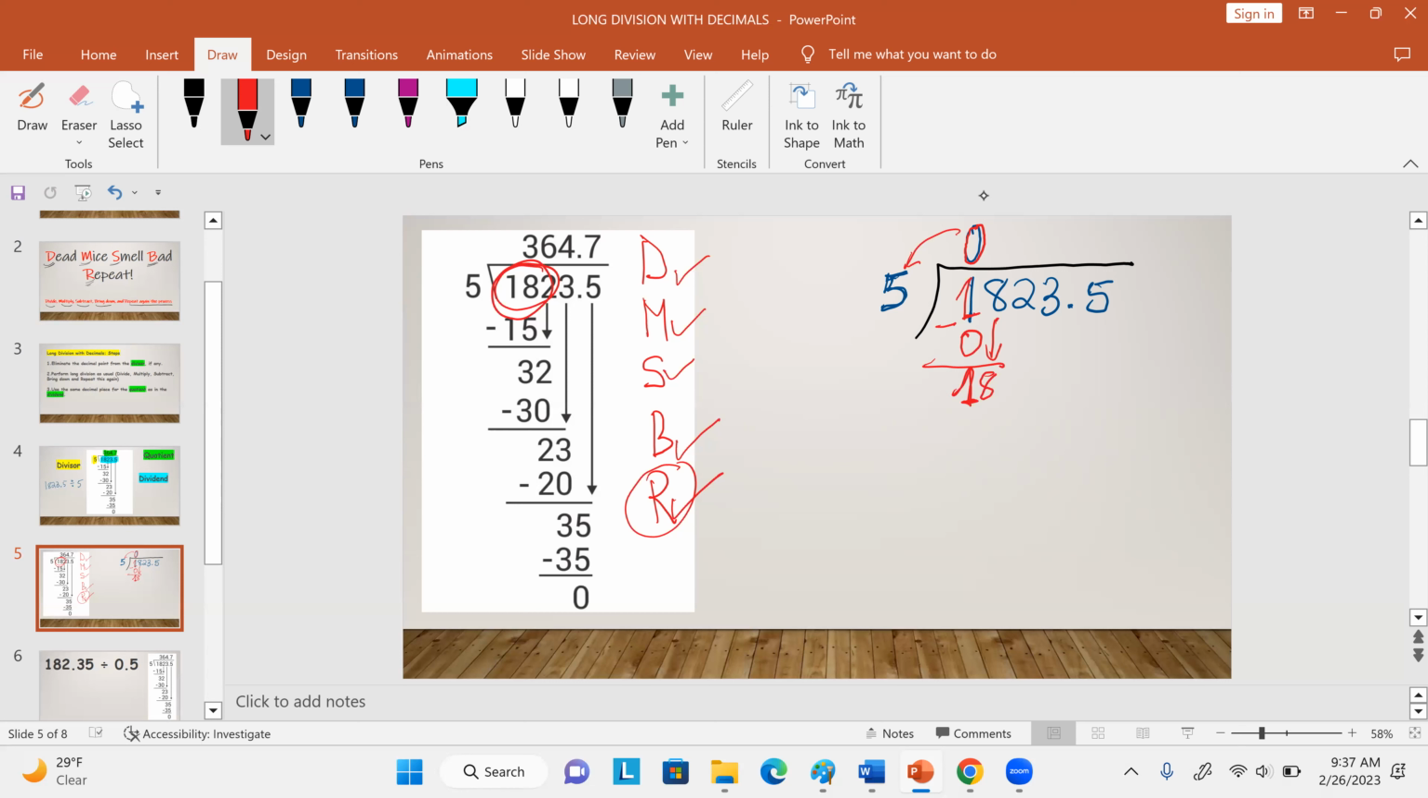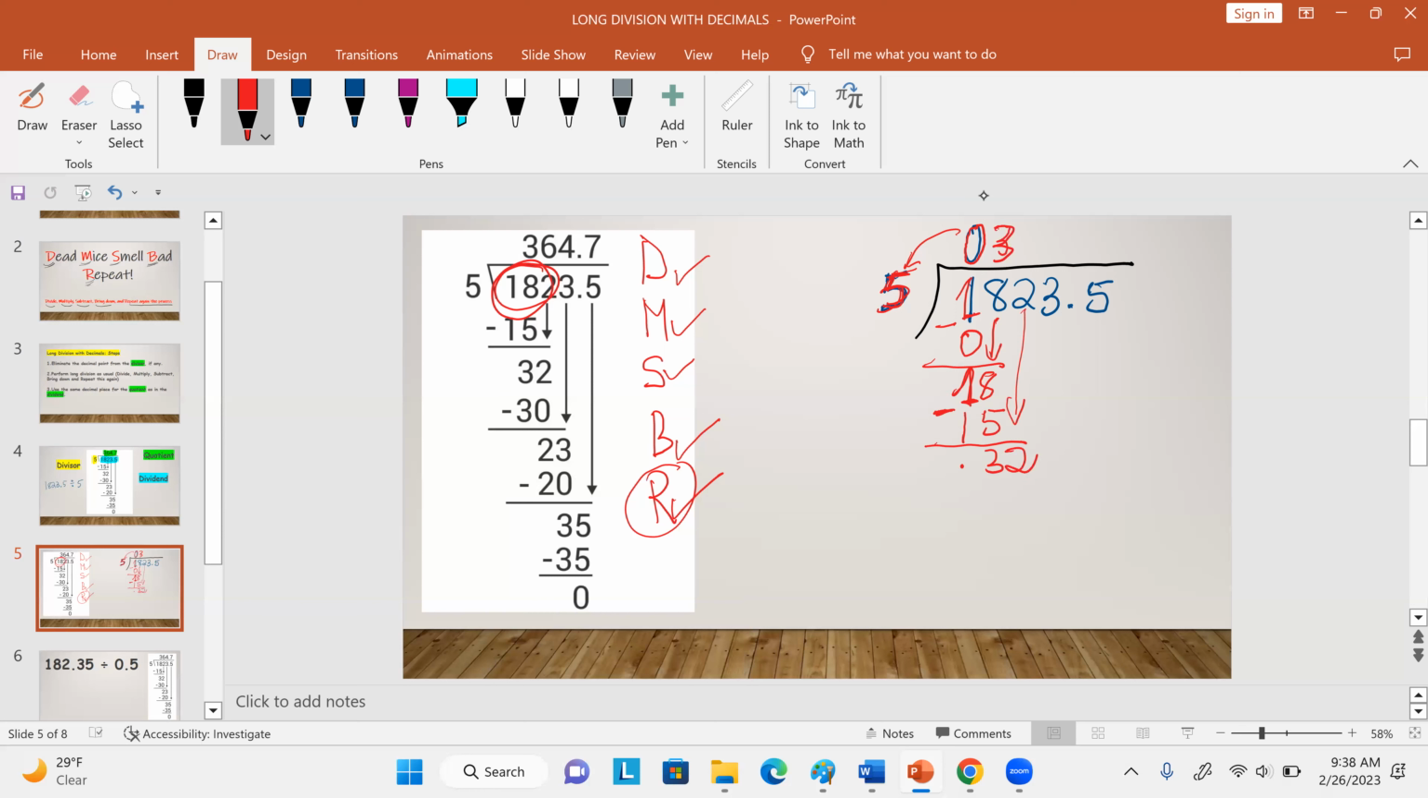Okay, we repeat the process. Again, the division part is to check how many times this 5 goes into 18. The answer is 3, so that 3 goes on top of 8. Now the multiplication: 3 multiplied by 5 is 15. You write the 15 below 18. After the multiplication comes the subtraction, 18 minus 15. We know that 8 minus 5 is 3, and 1 minus 1 is 0. Now we bring down the next digit, which is 2.